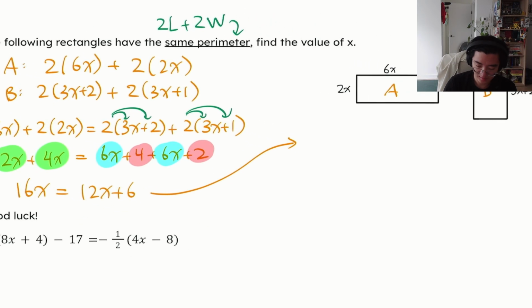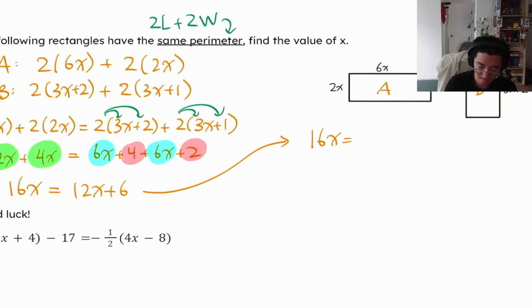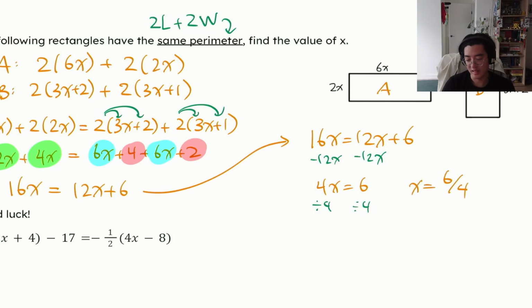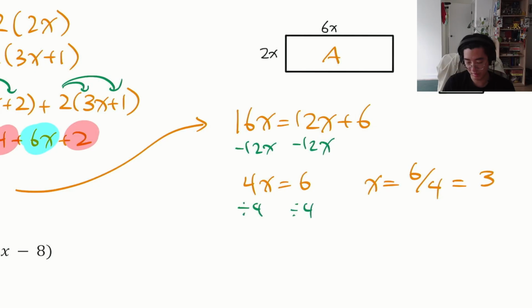Okay. Alright, so 16x, 12x, and 6. Isolate the x onto one side. 4x equals 6. Divide everything by 4. x is 6 over 4, and of course, it can be reduced to 3 over 2. Okay, that's it.